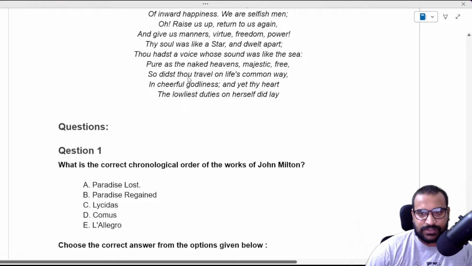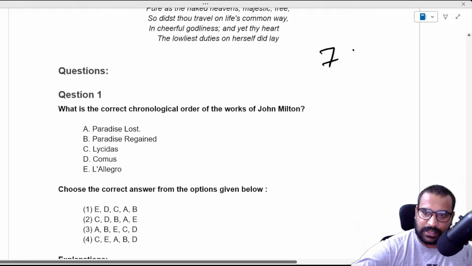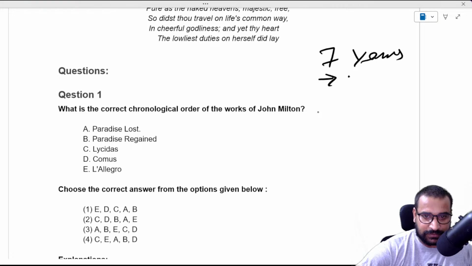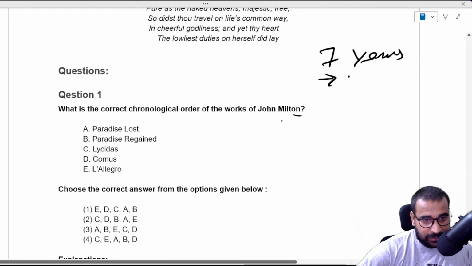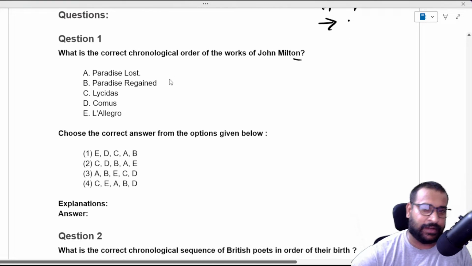Now it's time for us to solve the questions. Whatever questions Net has asked in the past 7 years on Milton are here right now. So, the correct chronological order of the work. Remember, the order is what? I didn't give the answer for this. You have to find out because it's about order, right?